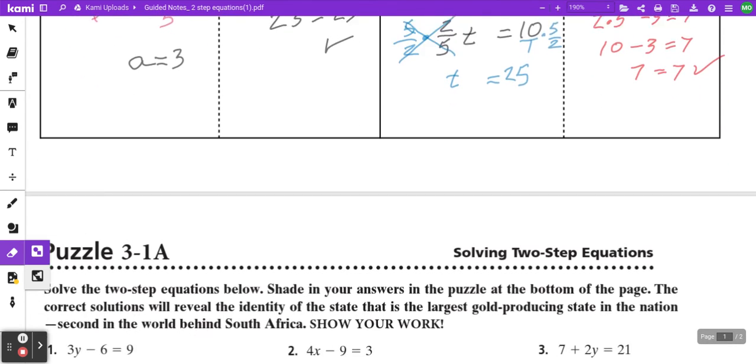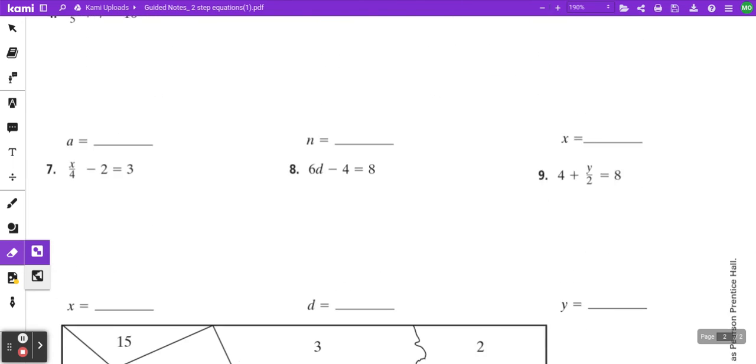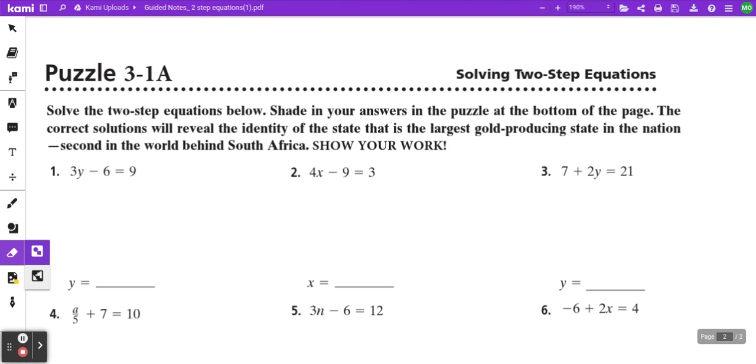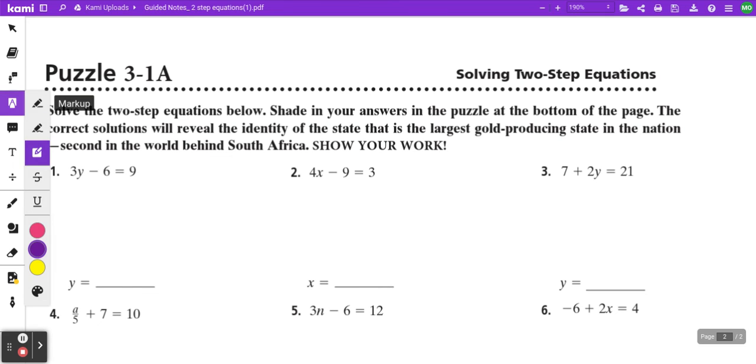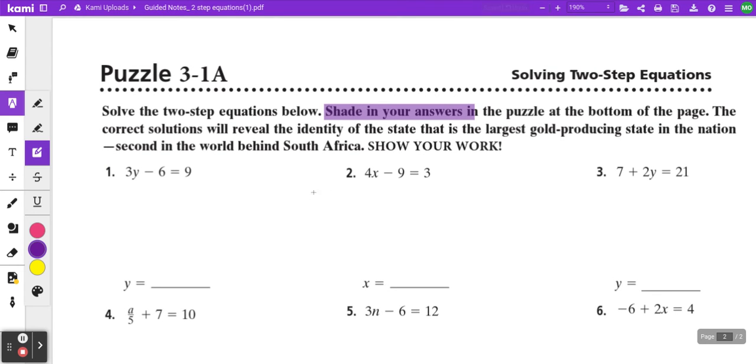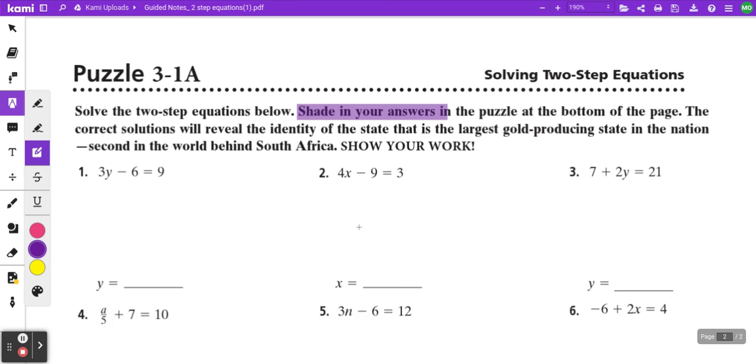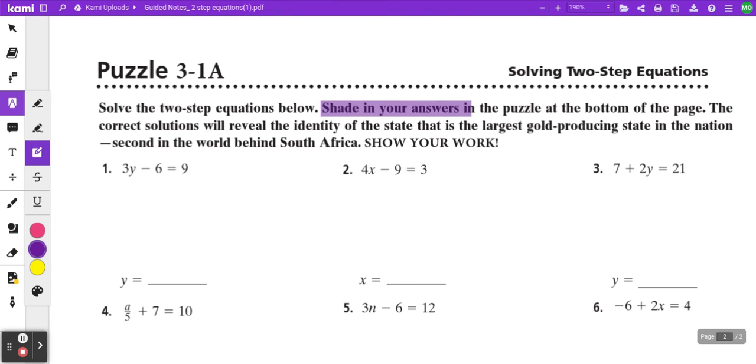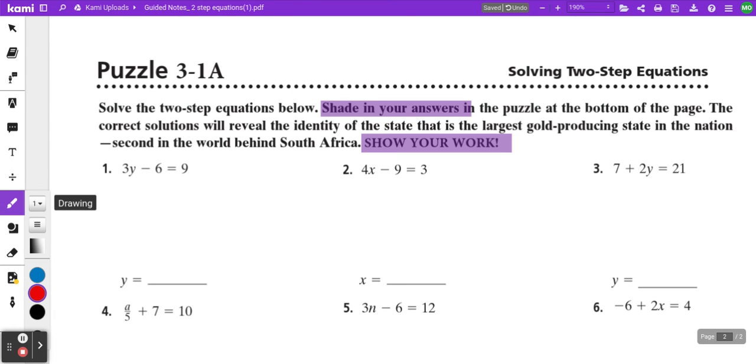All right, flip your paper over. Here is your activity for today. You have 9 equations to do. Solve the 2-step equations below. Shade your answers in the puzzle at the bottom of the page. The correct solution will reveal the identity of the state that is the largest gold-producing state in the nation. Second in the world behind Africa. So Africa apparently makes the most gold in the whole thing. And of course, always show your work. I'm a very big stickler when it's algebra that you must show your work.